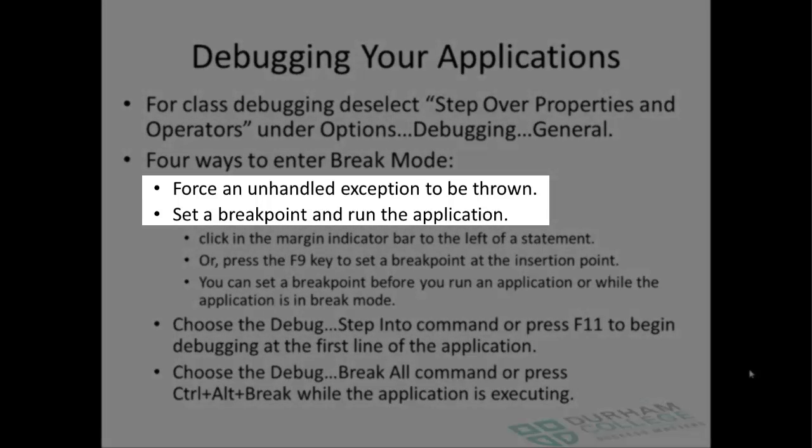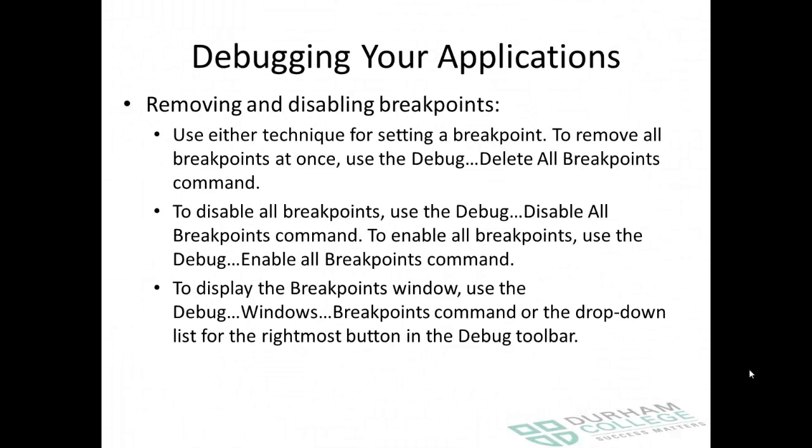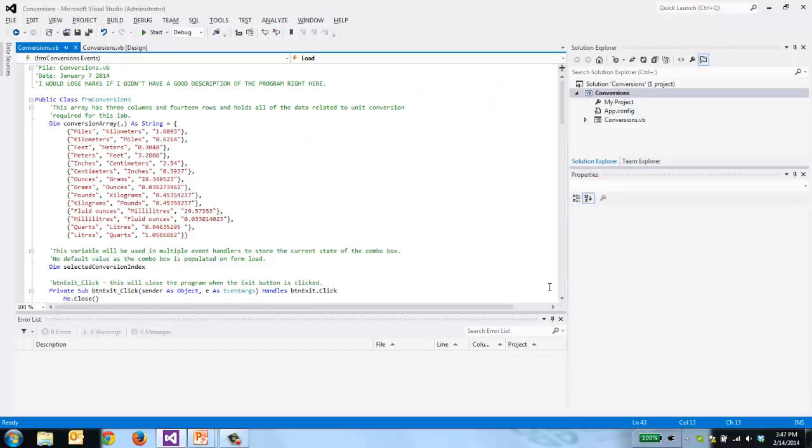Typically, we're using the unhandled exceptions and the breakpoints, and just clicking to set it up in Visual Studio is quite simple. So that's my preferred method. You can disable or re-enable or delete breakpoints very easily. Let's have a look at that.